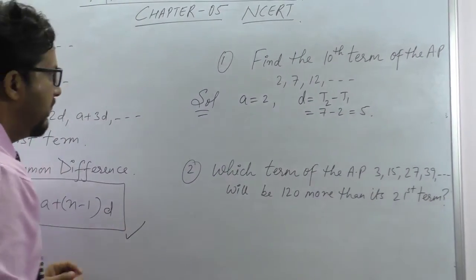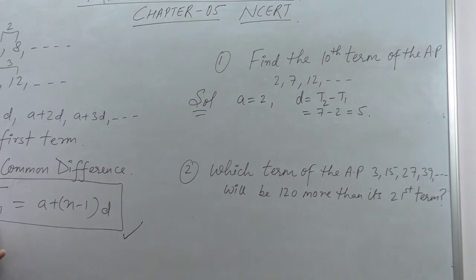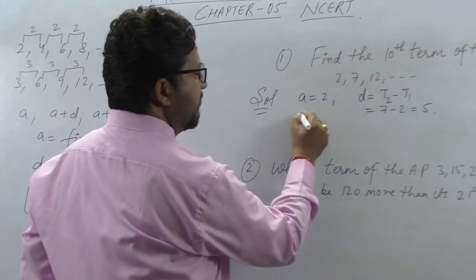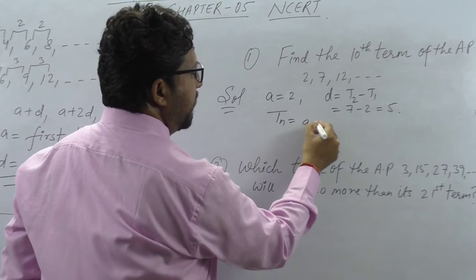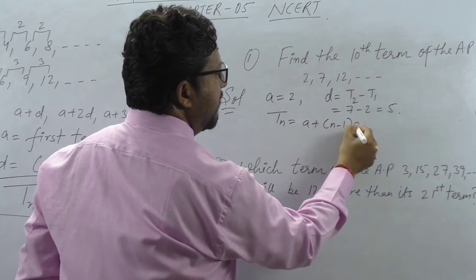Now we are looking for the 10th term. So we know the general term formula. Here we'll write the general term formula. The formula is Tn = a + (n - 1)d.